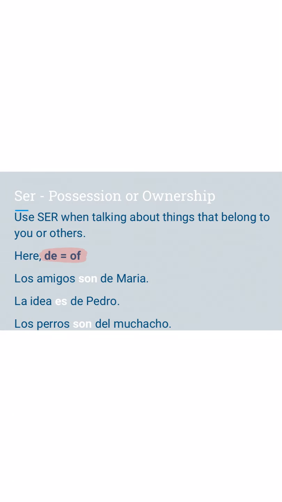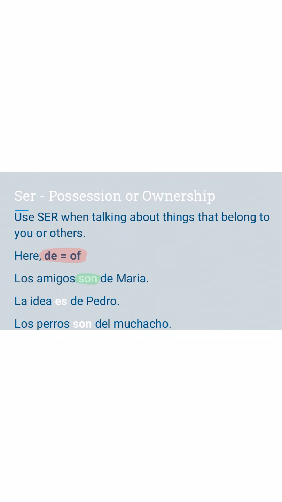Now, in a minute, if you get a little confused over the structure or the organization of these, don't worry, I have an explanation coming in just a minute. But let's continue, yeah? The first example says, los amigos son de María, or the friends are of Maria.